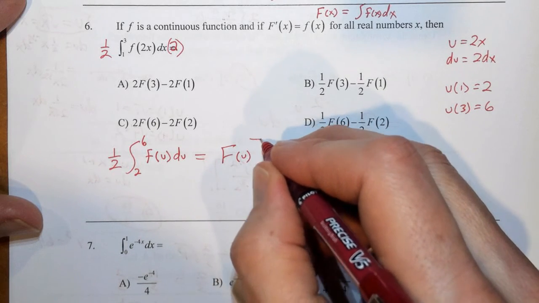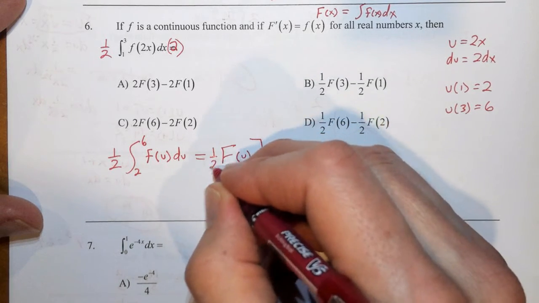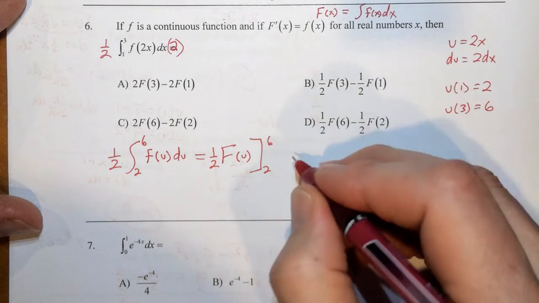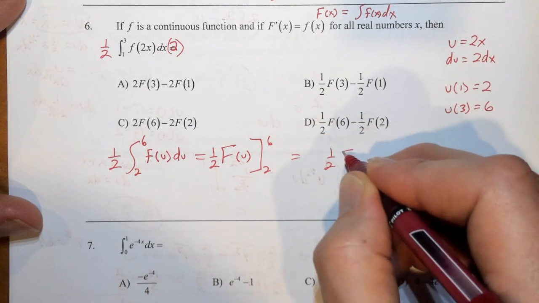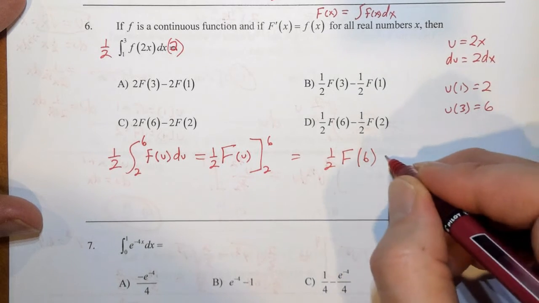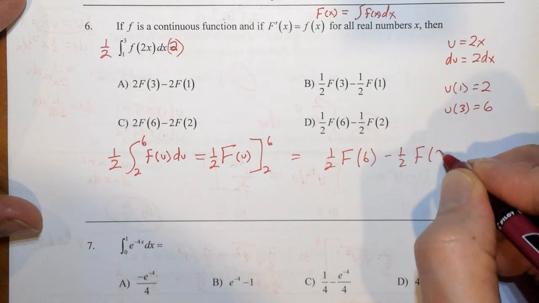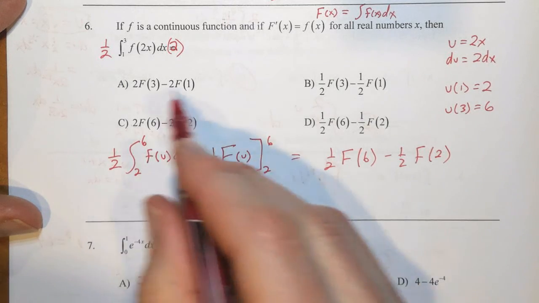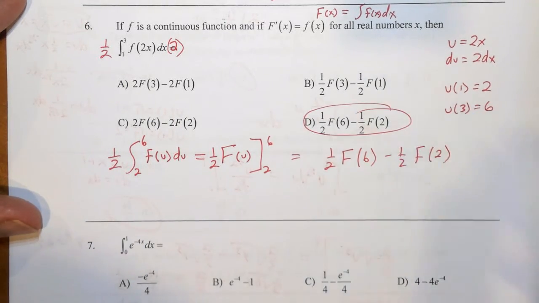All right, and that's being evaluated. Oops, I left my 1/2 out front. I've got to put that back in. And I've got 2 and 6. So 1/2 big F of 6 minus 1/2 big F of 2 when we finish up with the fundamental theorem. And that's D.